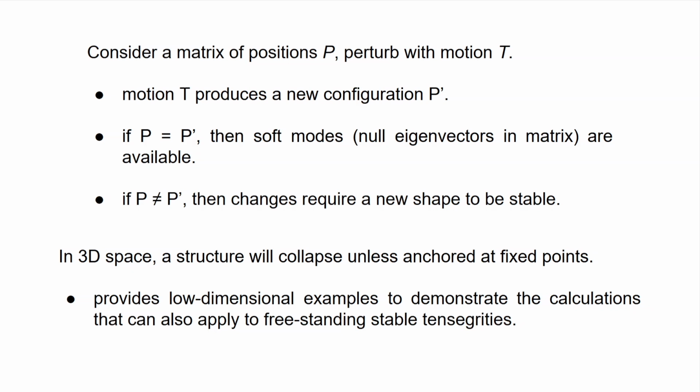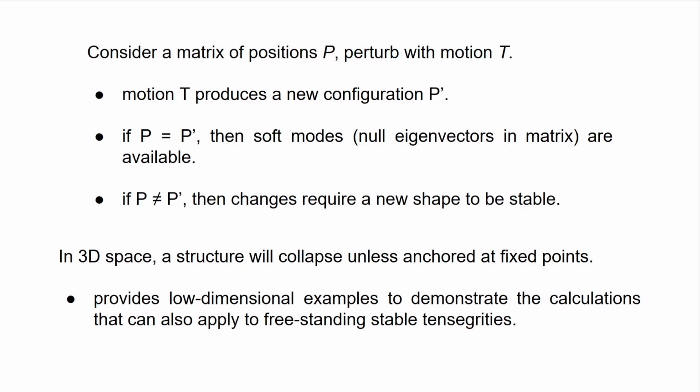Those eigenvectors can tell you things about the dynamics of the structure that are informative to the mechanics. Now, if P is not equal to P prime, then changes require a new shape to be stable. So when we perturb P, we get P prime, and we have to evaluate P prime. If P prime is equal to P in terms of its stability, then you have these soft modes, which means that new modes open up and preserve the structural stability.